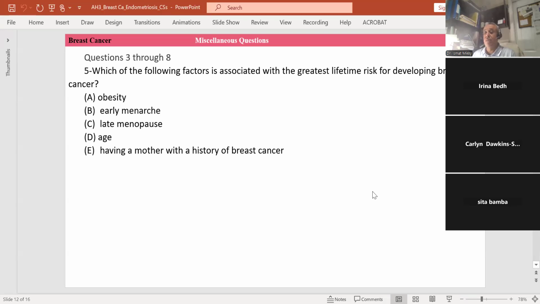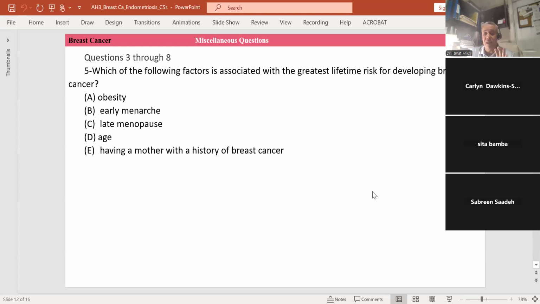You remember the number one risk factor for all different types of cancer? The first risk factor, and the top of all risk factors, is always going to be age, because of the genetic hits that we experience on a daily basis. So the factor associated with the greatest lifetime risk for developing breast cancer is the age of the woman.